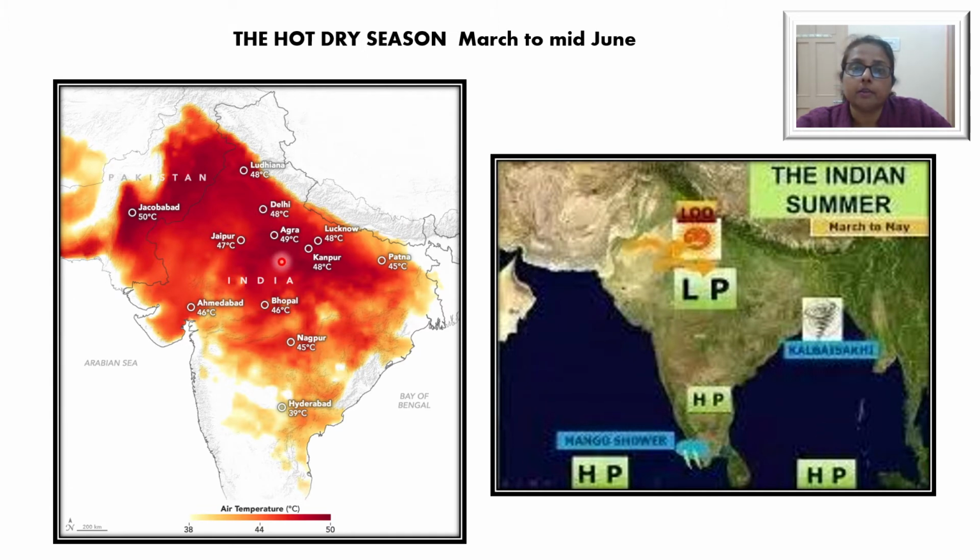In this map, we can see how the temperature in the central part of the subcontinent is rising, with Jacobabad in Pakistan having 50 degree centigrade. Places like Ahmedabad, Bhopal, Kanpur, Agra have 48 to 49 degrees centigrade of temperature.